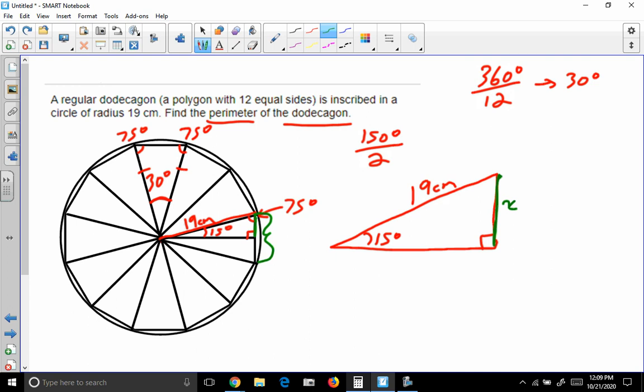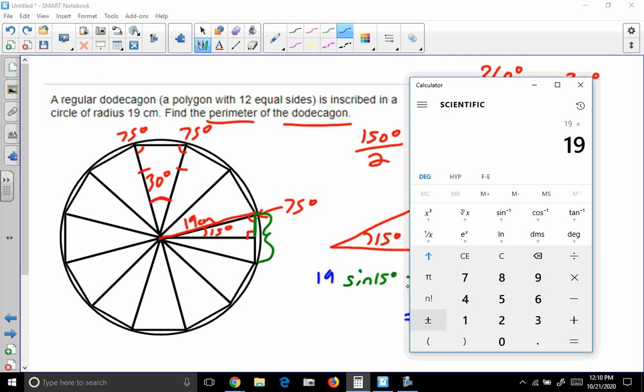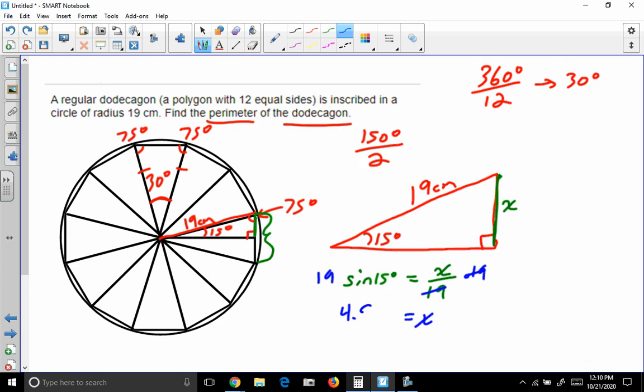So let's just call this distance x. So we need to find this distance to eventually get the perimeter. This side is opposite of 15, and we have the hypotenuse. So sine of 15 degrees is opposite over hypotenuse. Solve for x, so multiply both sides by 19. So 19 times sine of 15 is about 4.9. I'm going to keep a couple extra decimals, 4.918. That would be in centimeters.